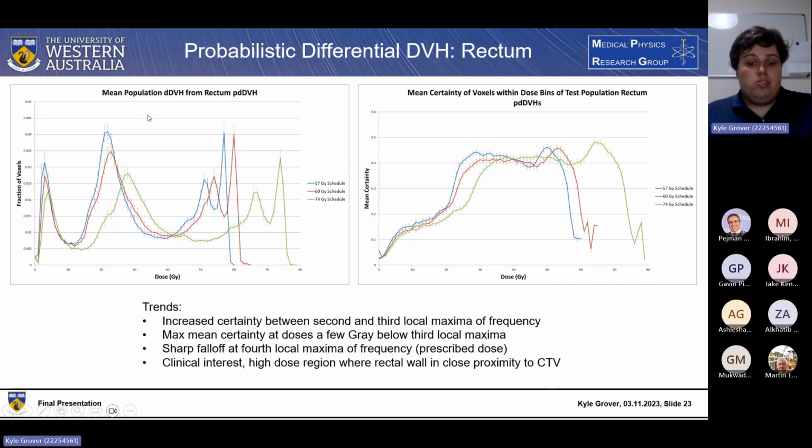A particular clinical interest would be the high dose region where the rectal wall is in very close proximity to the CTV. We want very good characterization there, and to know how certain we are about the voxels around that region, mostly because that's where we're most at risk of delivering a very high dose.